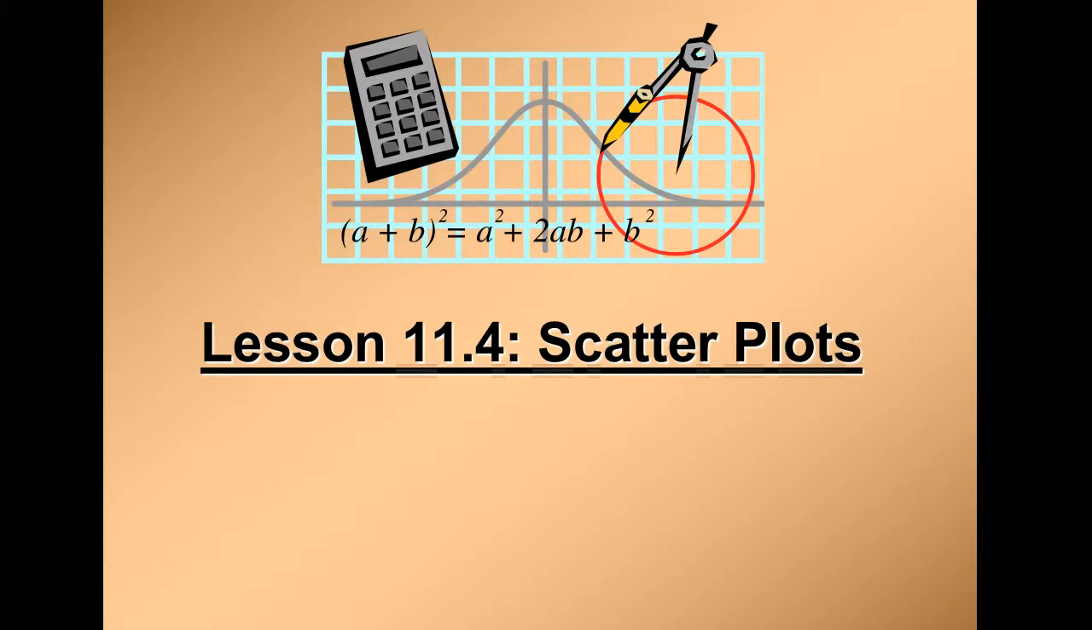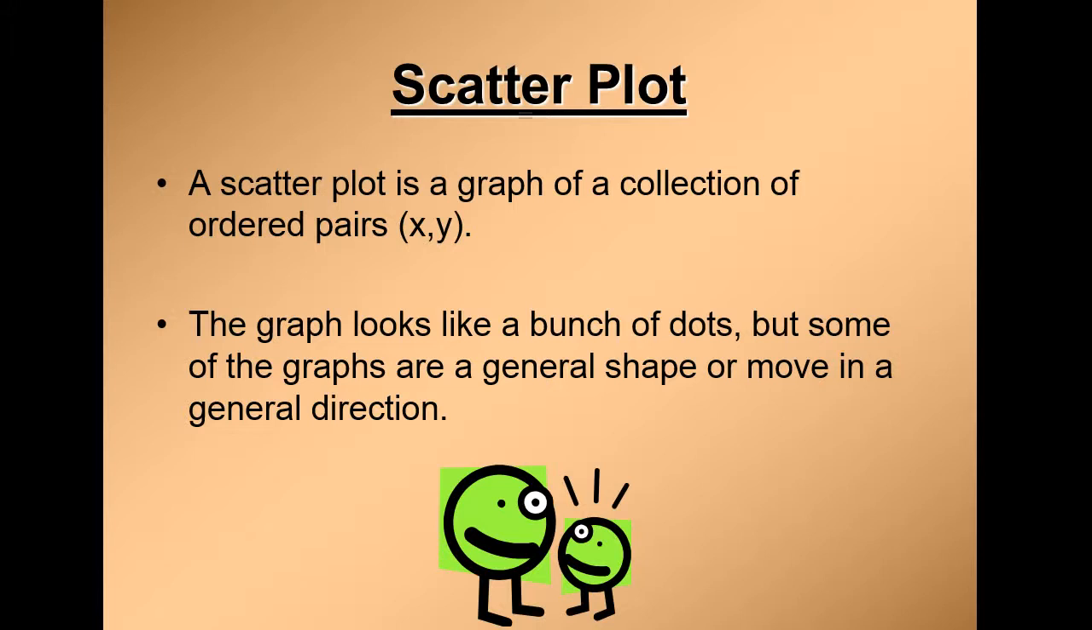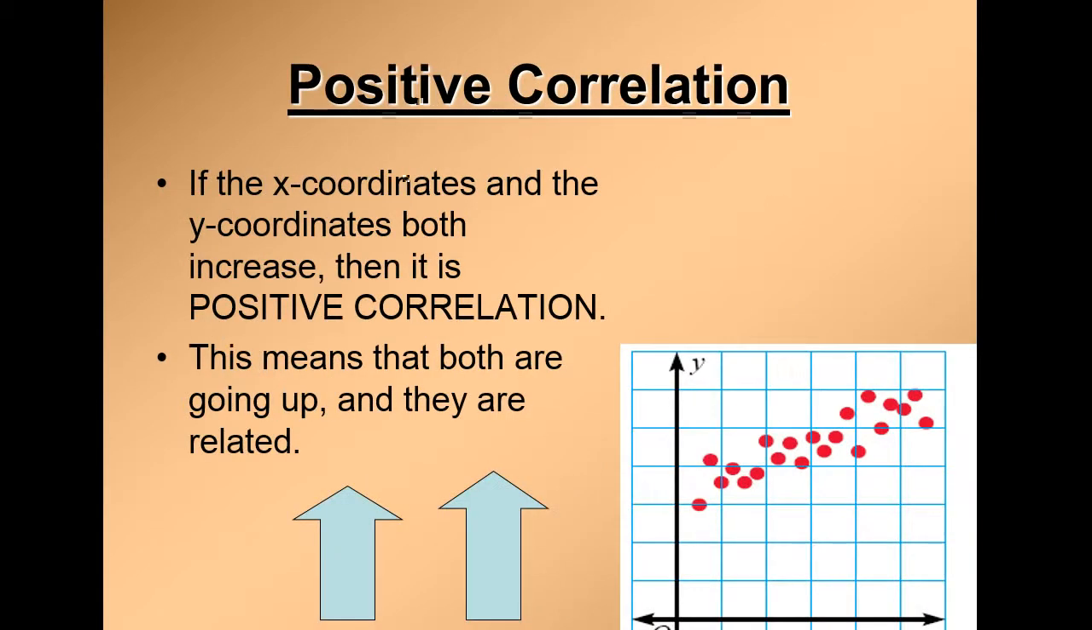Okay. So the scatter plot is pretty much just a graph with a bunch of dots everywhere around it. Some of them are going to have specific shapes, some that are not. And when they have specific shapes or a certain type of direction, that's called something. When you cannot tell what's happening, then it's called no correlation. So first type is a positive correlation.